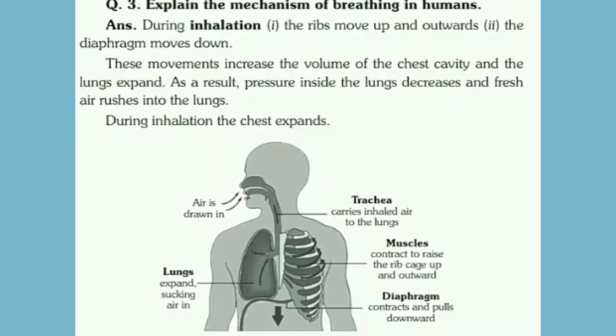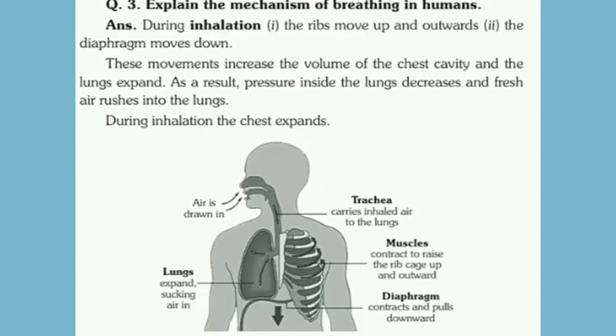Point number 4, no energy is evolved or absorbed in breathing, and in respiration energy is released in a controlled and stepwise manner. Now question number 3, explain the mechanism of breathing in humans. So answer, during inhalation, first the ribs move up and outwards, second the diaphragm moves down. Now these movements increase the volume of chest cavity and the lungs expand. As a result, pressure inside the lungs decreases and fresh air rushes into the lungs.